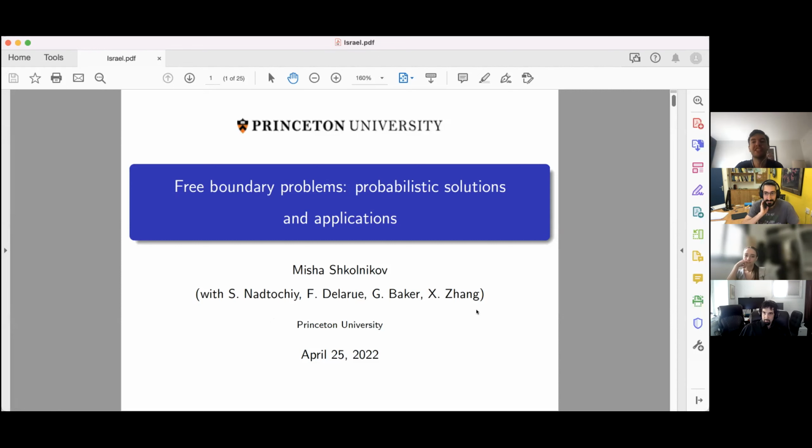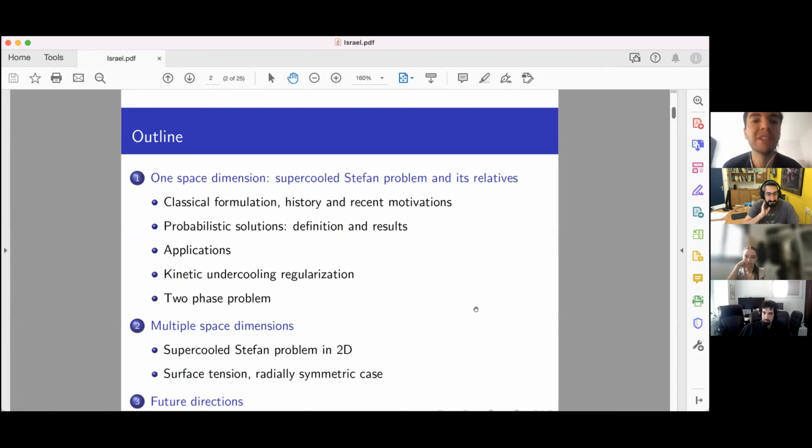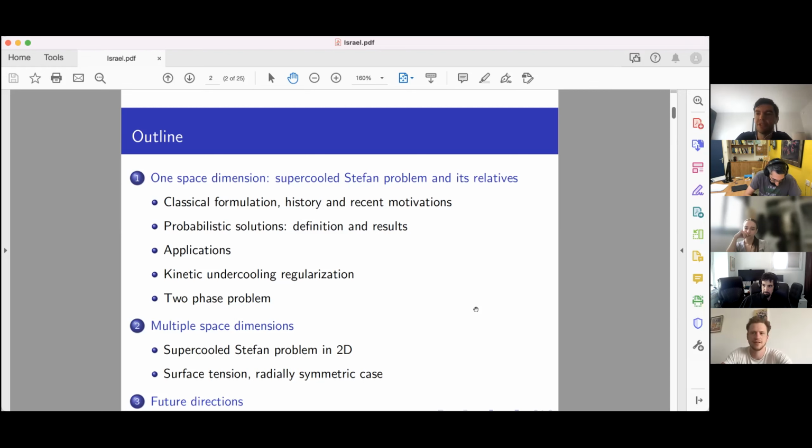All right, so let's get started. The outline will be roughly as follows. I'll first focus on the most prototypical free boundary problem that has singularities. It's the so-called supercooled Stefan problem. In the first part of the talk, I'll tell you a lot about this problem, where it comes from. I'll explain how we can reformulate it as a question in probability, and explain exactly how we can solve it, so how we can show well-posedness of solutions and understand their structure.